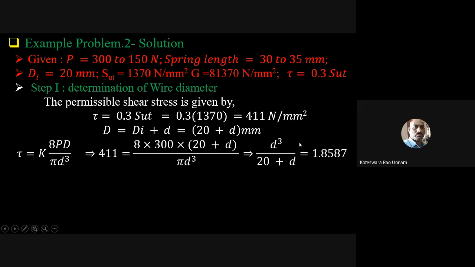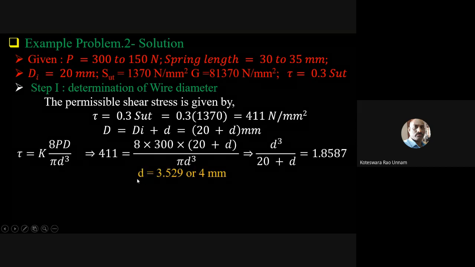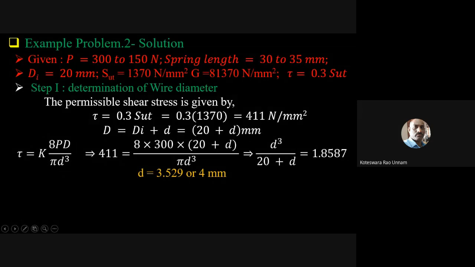Now if I simplify this, I'll get d cube by 20 plus d is equal to some 1.8587. If I simplify this further, I'll get a cubic polynomial. If I find the roots of the cubic polynomial, I get d is equal to 3.529 mm. So I rounded it up to 4 mm. Now I got the d value. Once I have the d value, I can calculate capital D, which is nothing but 20 plus d. So 20 plus 4, 24.